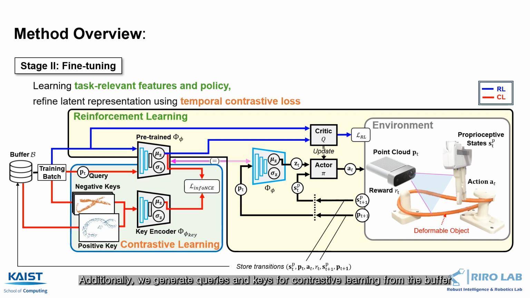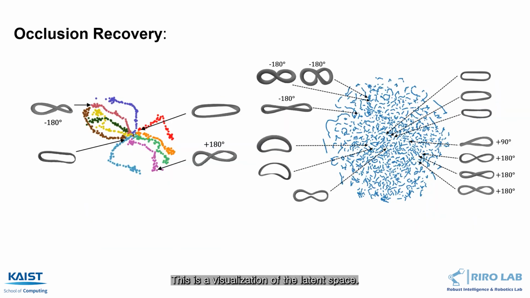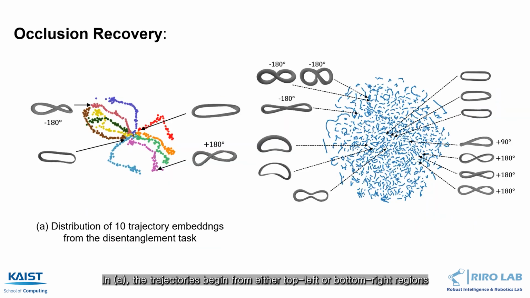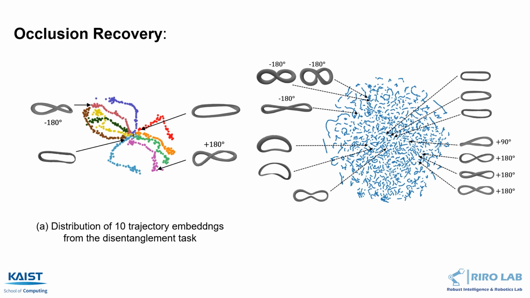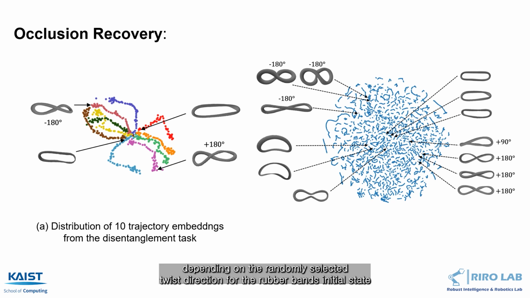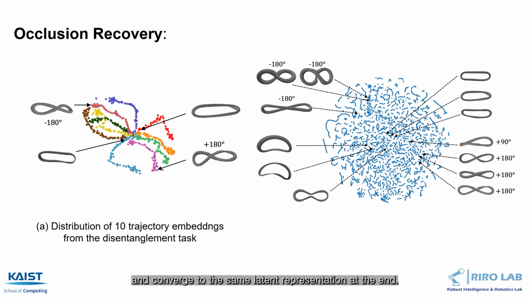Additionally, we generate queries and keys for contrastive learning from the buffer and refine the encoder's latent representation using a temporal contrastive loss. This is a visualization of the latent space. In A, the trajectories begin from either the top left or bottom right regions, depending on the randomly selected twist direction for the rubber band's initial state, and converge to the same latent representation at the end.